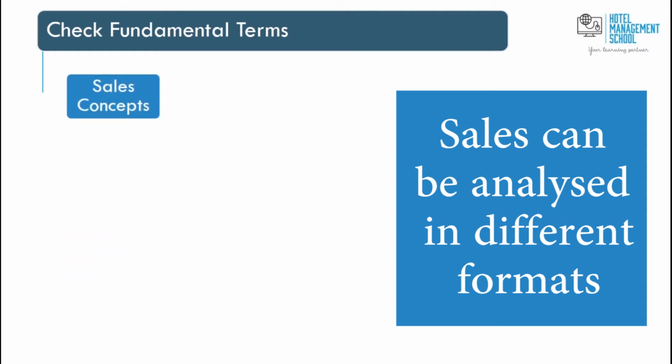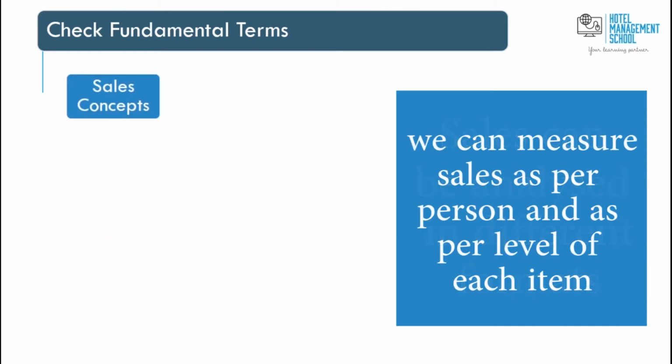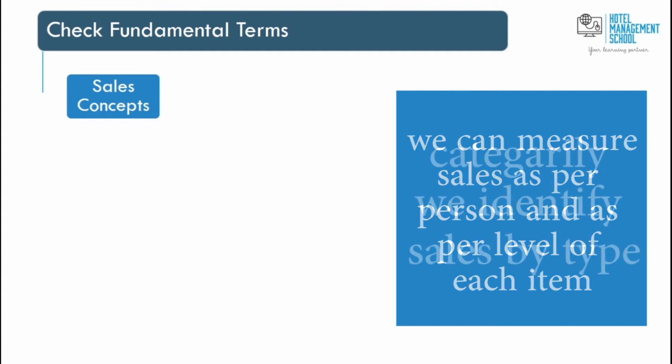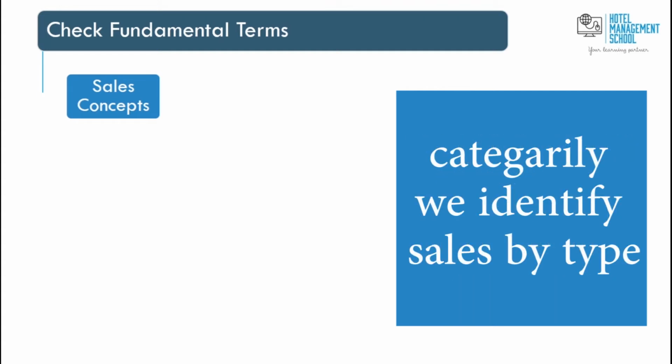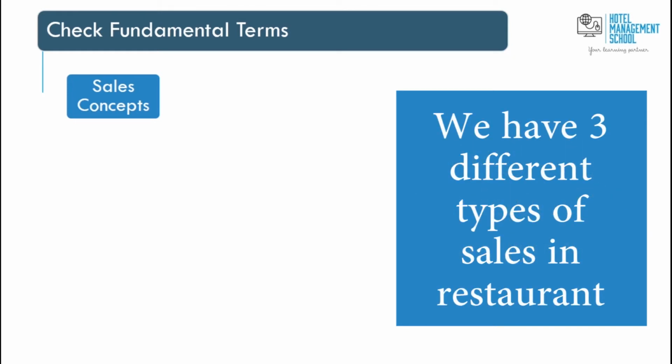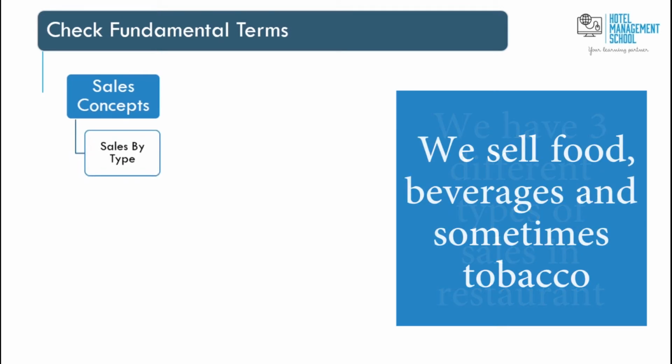We can do the menu engineering analysis. We can measure the sales per person, per table, or for each item. So categorically, we identify sales by type. In F&B, in restaurants, what are the three different types of sales that we have? We sell food, we sell beverage, we sell tobacco sometimes.